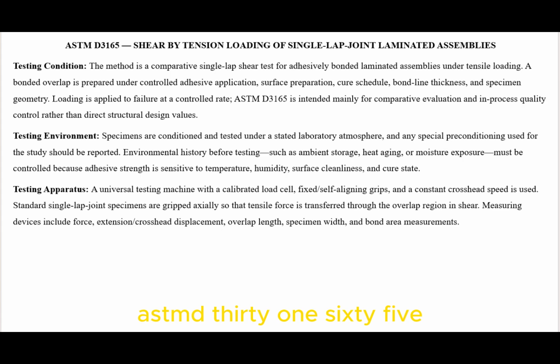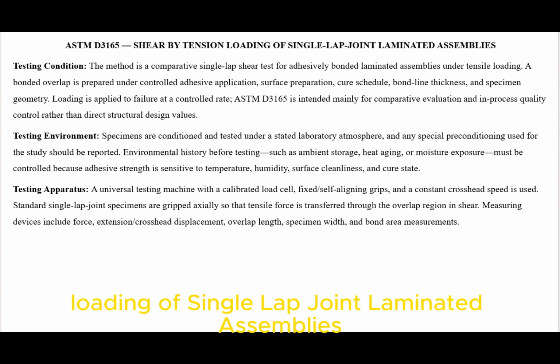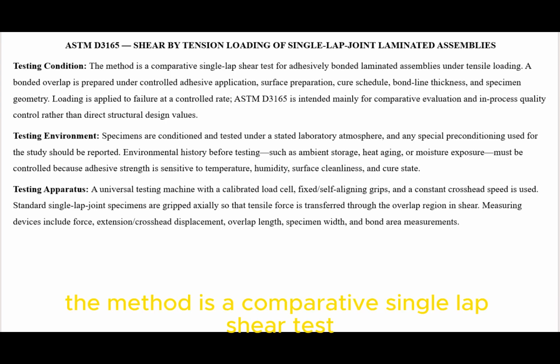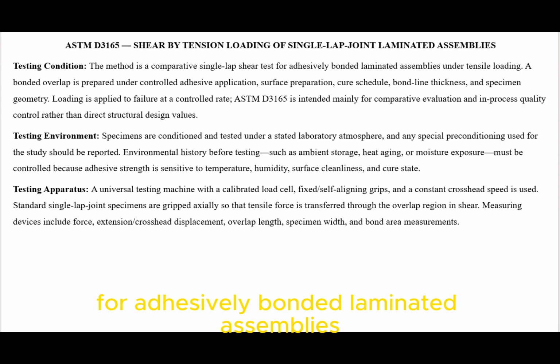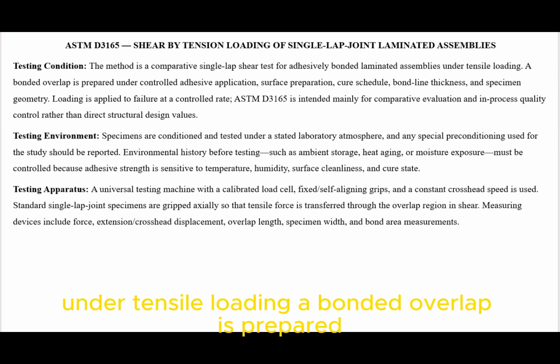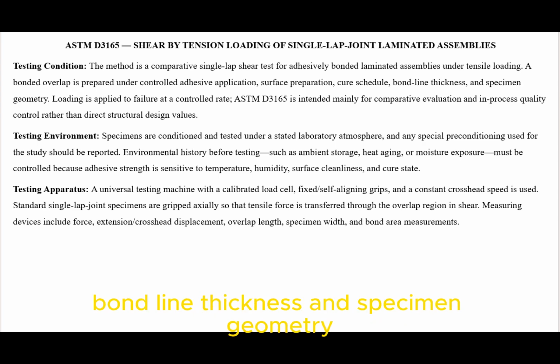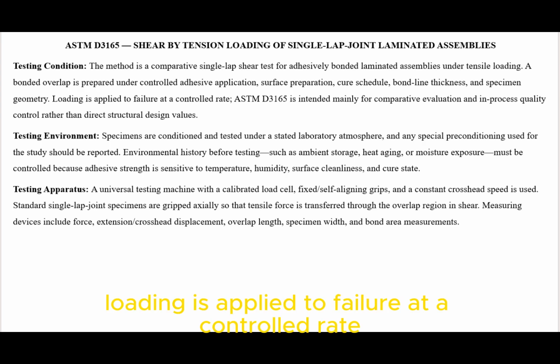ASTM D3165, shear by tension loading of single lap joint laminated assemblies. Testing condition: the method is a comparative single lap shear test for adhesively bonded laminated assemblies under tensile loading. A bonded overlap is prepared under controlled adhesive application, surface preparation, cure schedule, bond line thickness, and specimen geometry. Loading is applied to failure at a controlled rate.